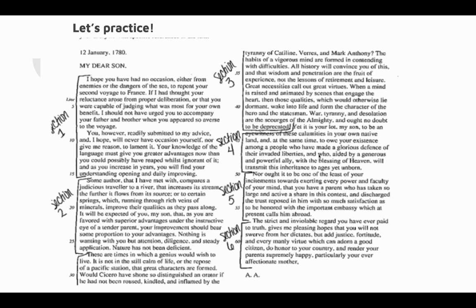Okay? Now, from section 4 to section 5, she's just been really personal and persuasive, but this "nor ought it to be the least of your incitements," you could say that indicates a shift in tone. So here she's much more inspirational. God is behind you and he'll look out for you. And then she goes into this idea about your family. "You have a parent who has taken a large and active share in this contest." So she gets a little bit more stern with him. It's a motherly warning tone. So we've got a shift in tone there where she says, basically, don't embarrass your dad.